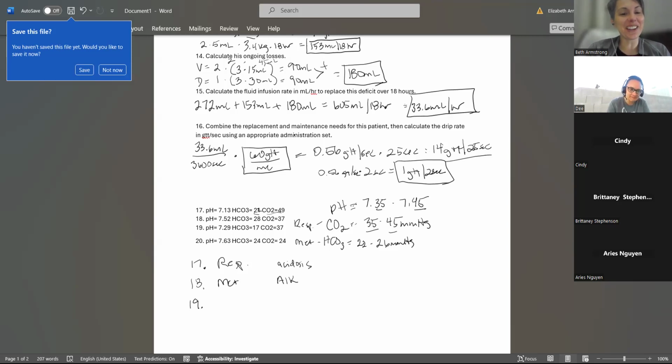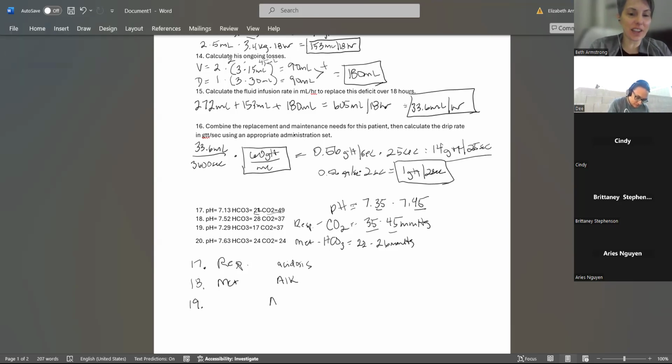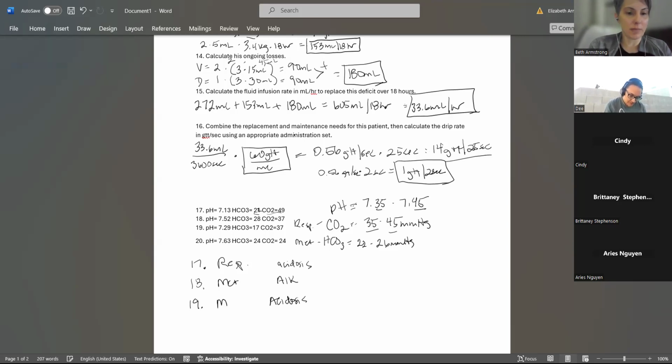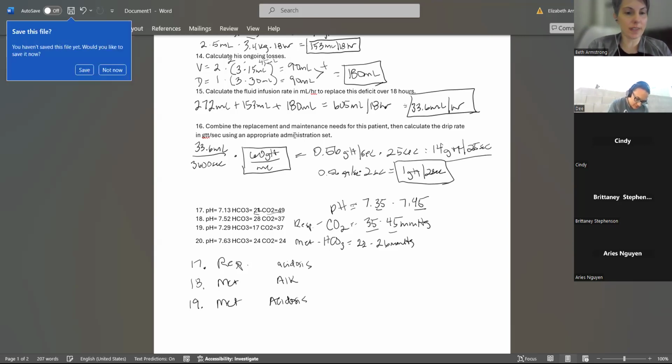All right. So next one, 7.29. Are we acidosis, normal, alkalosis? Acidotic, good. So acidosis. And then we're going to look at our bicarb and our CO2. Which one is not normal? Bicarb. So metabolic acidosis, right? Yes. So here's like our DKA patient right there, metabolic acidosis.